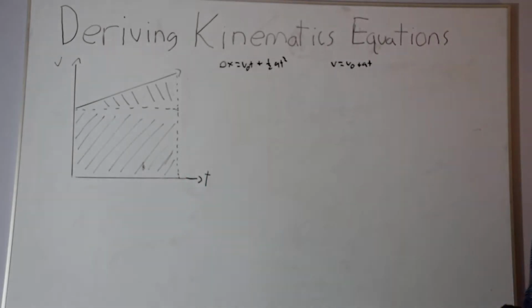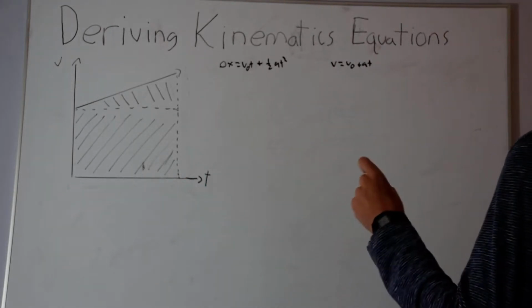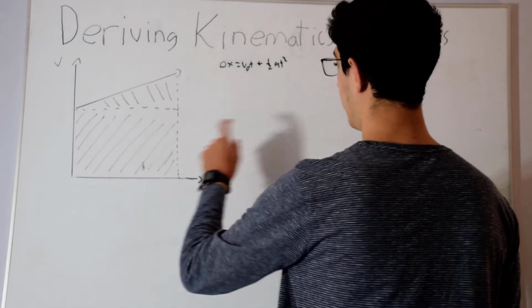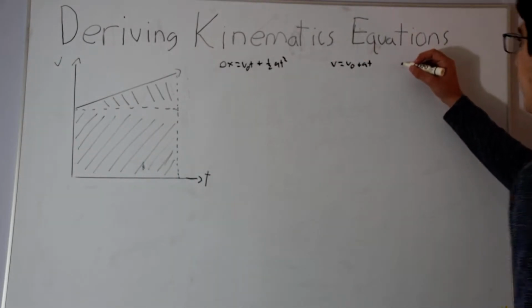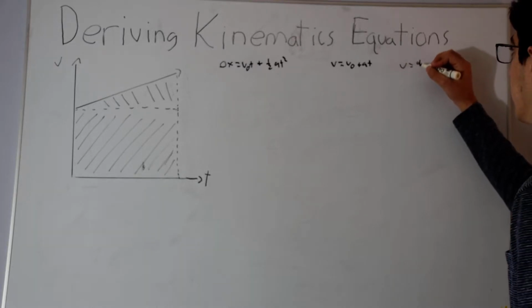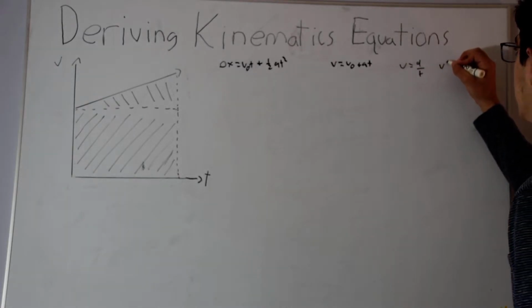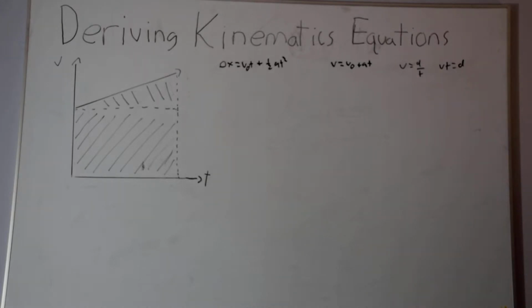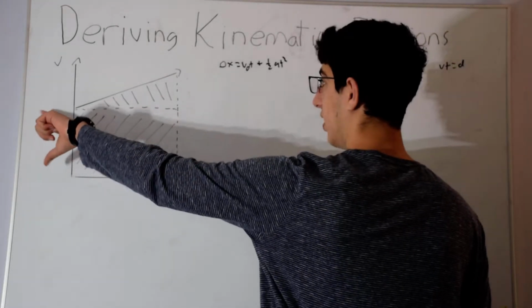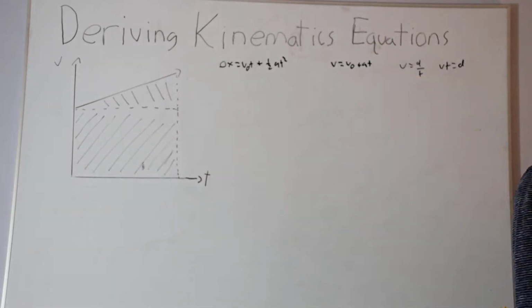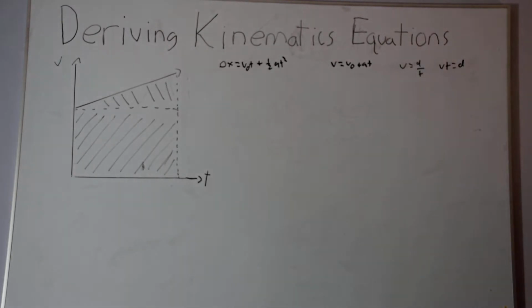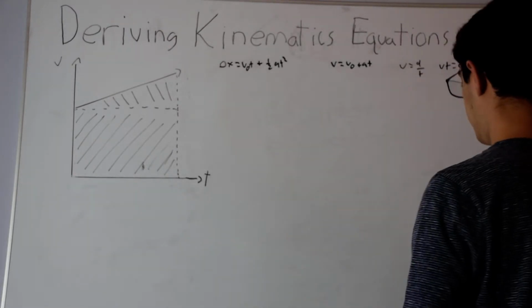And if you don't understand that, it's because velocity times time is displacement, right? Because velocity equals displacement over time. So velocity times time equals displacement. And the area under this graph is just the velocity times the time. Okay, so let's write down what the area under the graph is and set it equal to the displacement.